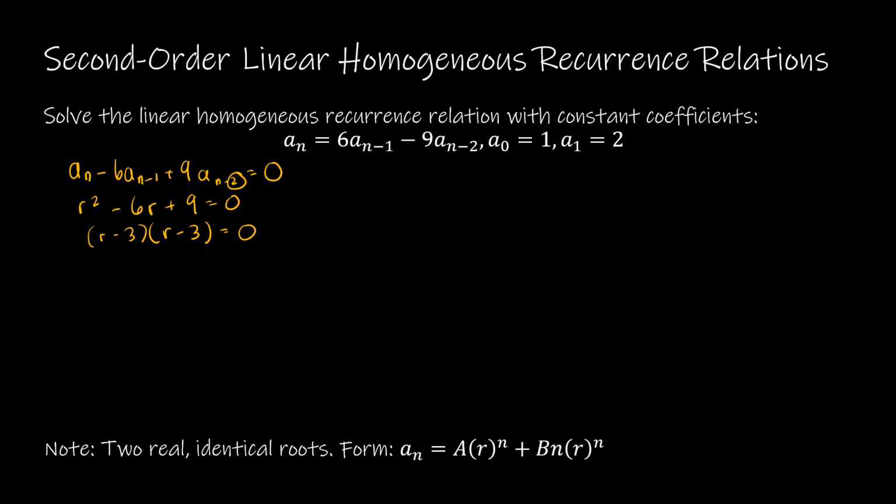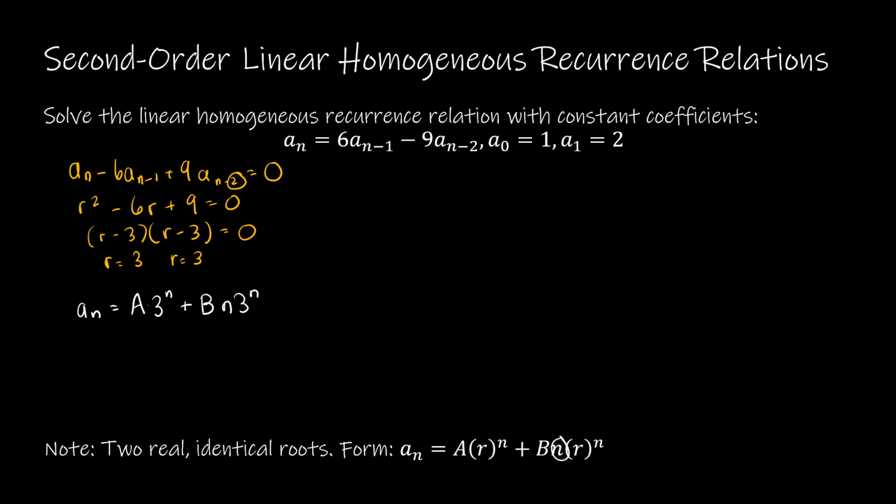So here's where things are going to turn out a little bit different, because I no longer have distinct roots, I now have identical roots. So instead of a sub n is equal to a times 3 to the n plus b times 3 to the n, because two roots are the same, I need to include an n. So it's b n 3 to the n. Great news is, however, everything else is the same.